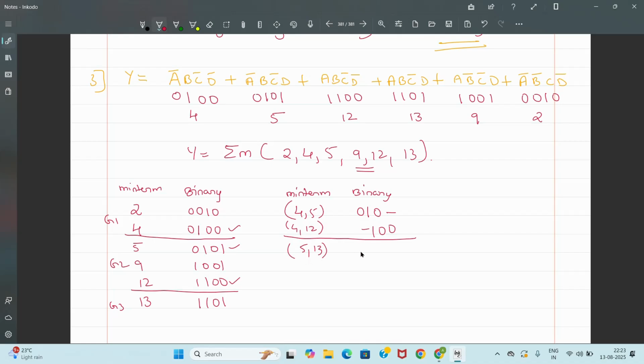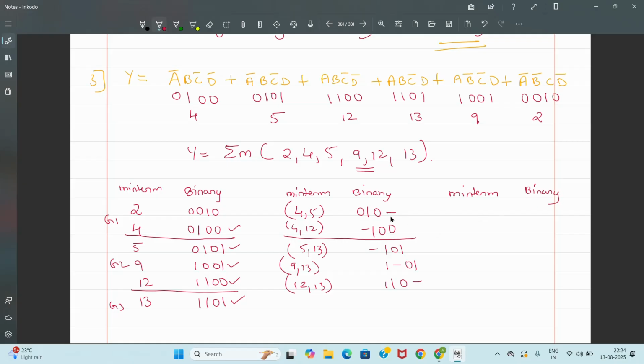5 comma 13 is possible, dash 101. You have used 13. 9 and 13 is also possible, 1 dash 01. So 9 is also used. 12 and 13 is also possible, 110 dash. Okay. So again, you continue to the next column.